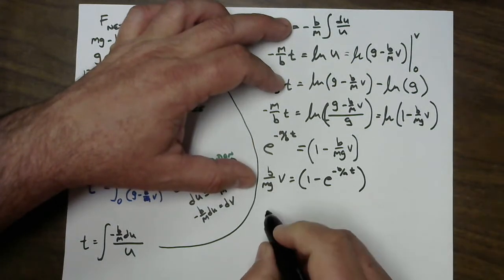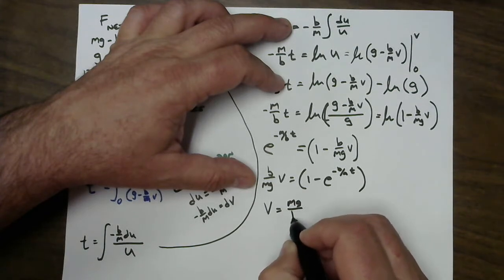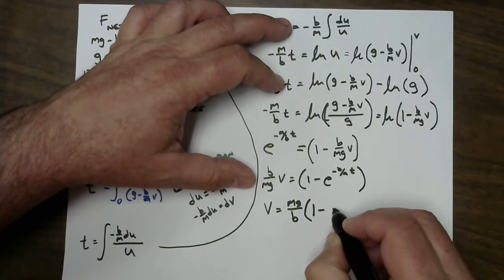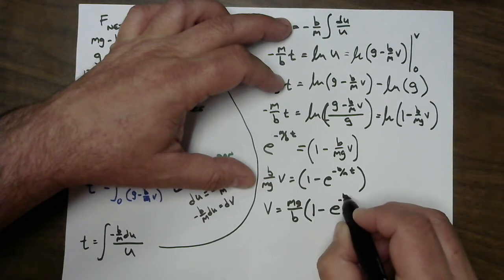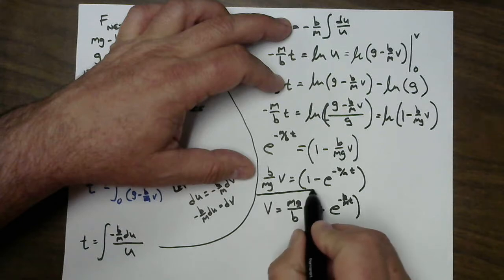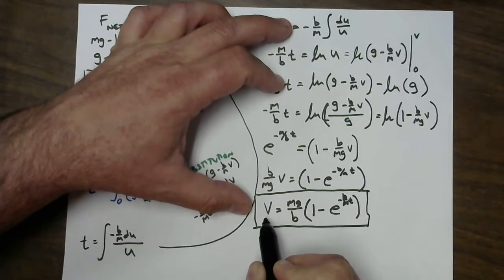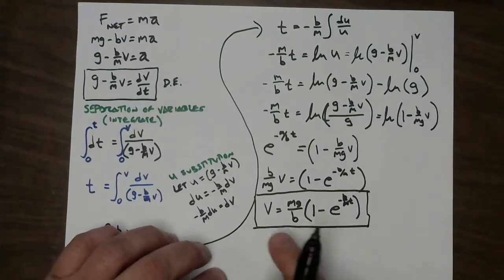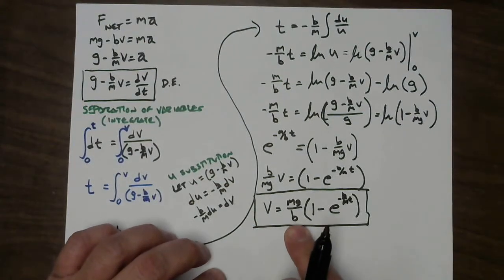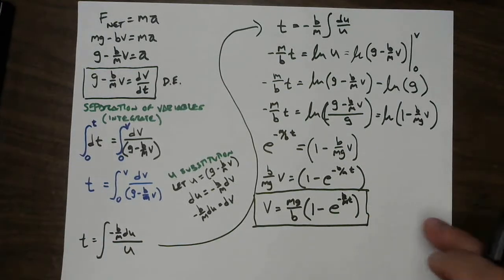Let's get rid of this. v is equal to mg over b times the quantity 1 minus e to the minus b over m times t. And this is the solution. That is the velocity as a function of time. The velocity as a function of time is some constant times 1 minus an exponential, a decaying exponential. We said that was going to be the case.